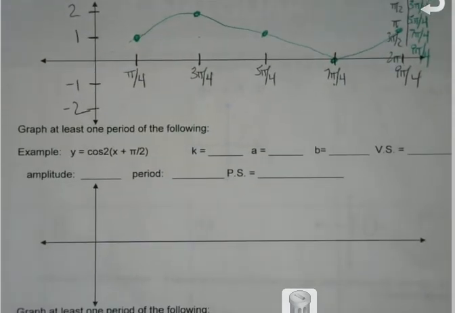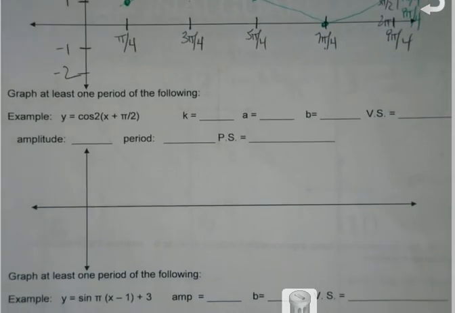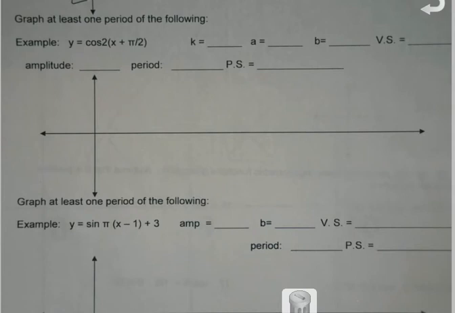All right, let's knock these last two out and actually be ready to go with this section, finally. So let's see what we got. All right, graph at least one period of the following. What info is important here? Let's see. No amplitude worries this time.